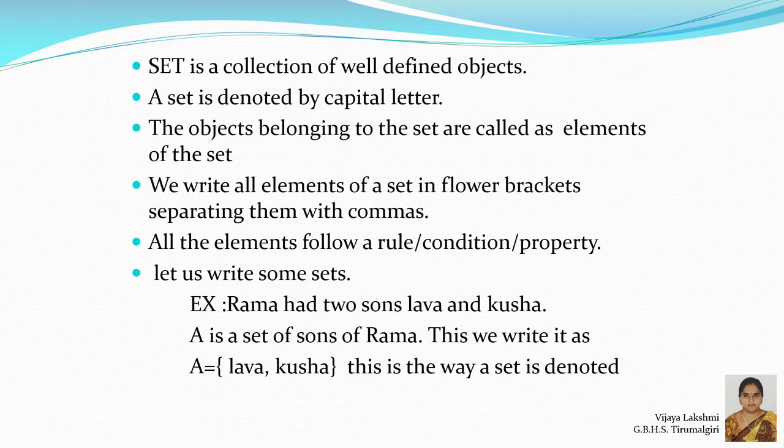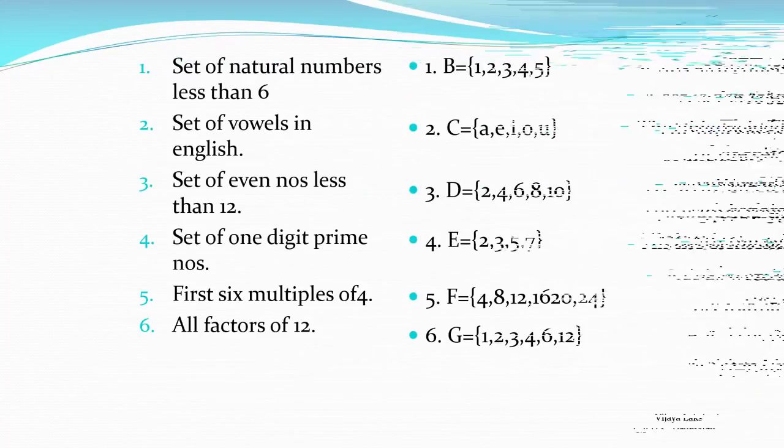Now let us try to write some sets. So here I am taking an example. Rama had two sons, Lava and Kusha. A is a set of sons of Rama. This we write as A is equal to, in flower brackets, the two sons, that is Lava and Kusha. This is the way a set is denoted.